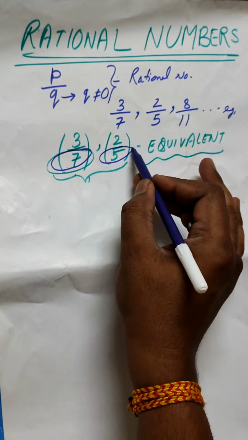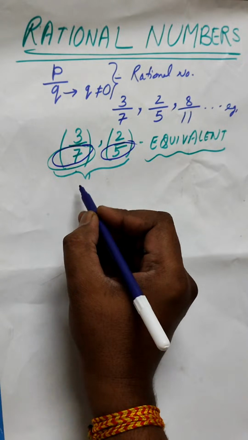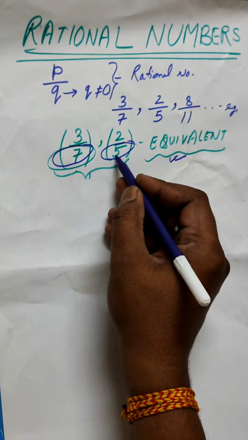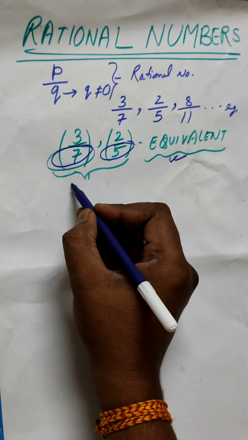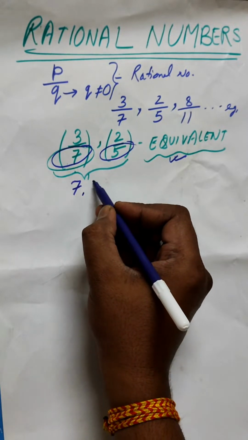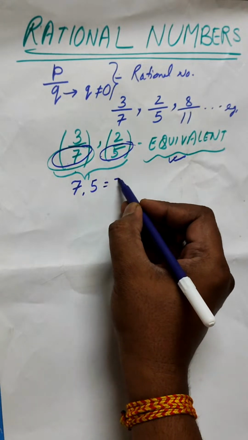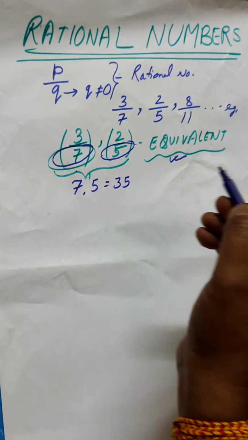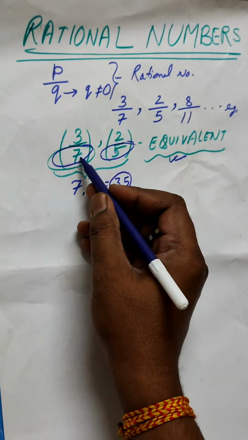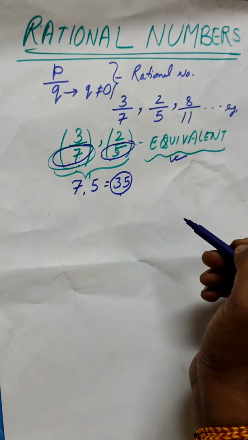You can see the denominators 7 and 5. You need to compare and convert them into equivalent ones. When you take the LCM of 7 and 5, it becomes 35. I hope this is clear to you. So you need to convert the denominator of each of the given rational numbers to 35.